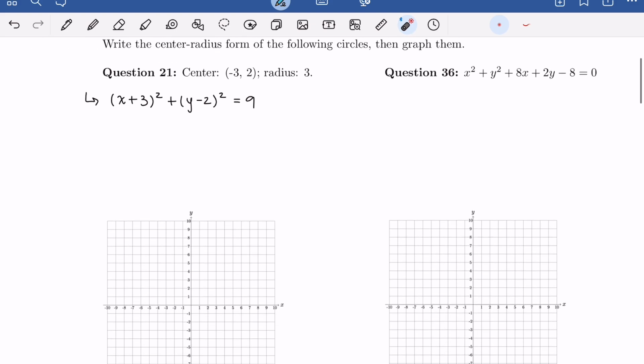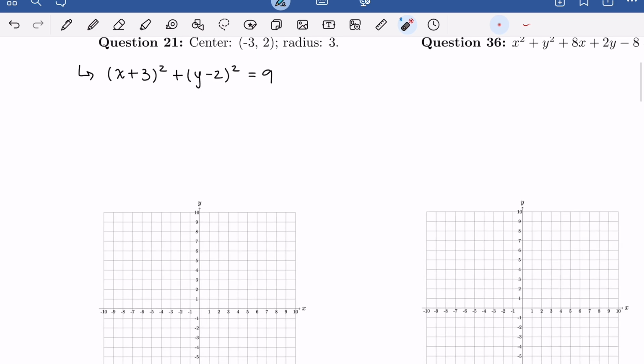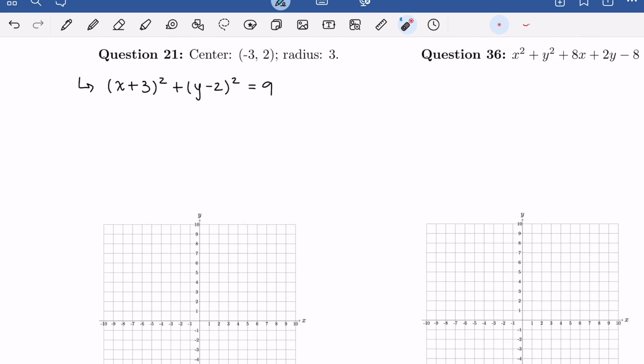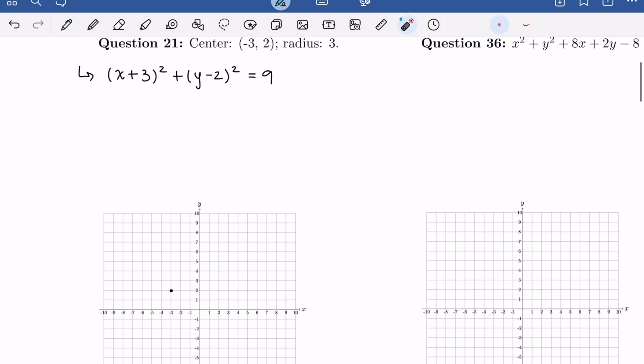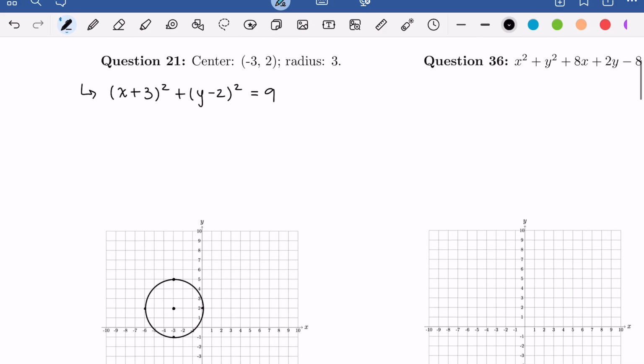Now what we can do is graph this, and we know how to do that. The first thing we're going to do is graph our center. So that'll be negative 3, 2. Graphing that on this graph is going to be that point. Now what we're going to do is just move 3 units in every single direction from this point. So we're going to move 3 units this way, this way, this way, and there. Then we can graph our circle by just connecting these points, and with the iPad that'll make a nice circle there. Alright, so that's how we would graph question 21.